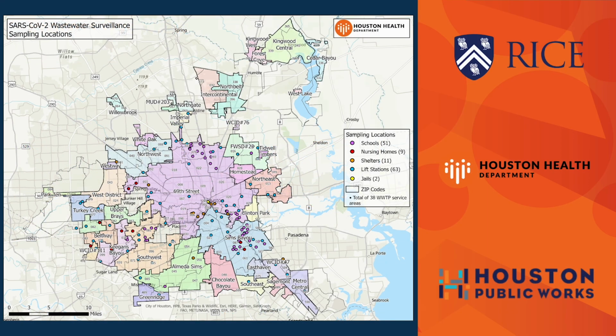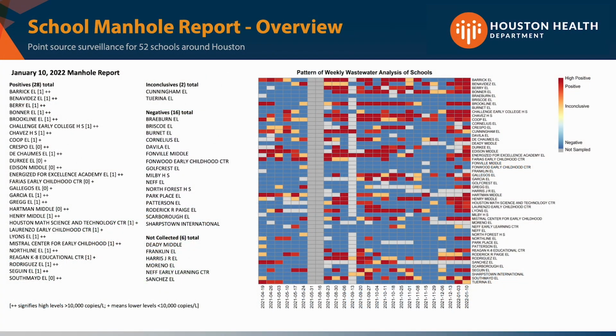Currently, there are more than 130 sampling locations spread across 39 wastewater treatment plants, covering schools, nursing homes, shelters, lift stations, and jails. We sample from 51 schools that are all part of the Houston Independent School District.